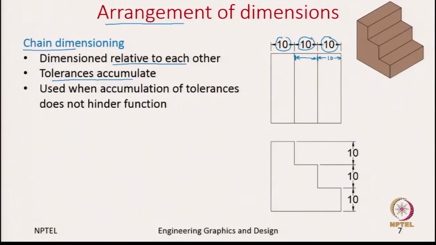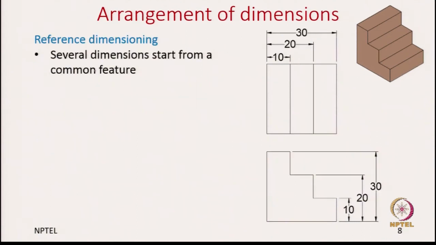But let us say this is a problem, then the alternative is to follow what is called reference dimensioning. What do we do with reference dimensioning? We say that we pick a reference. So, for example, for all the horizontal dimensions we pick this as the reference.